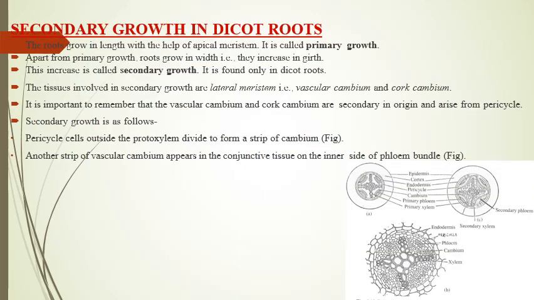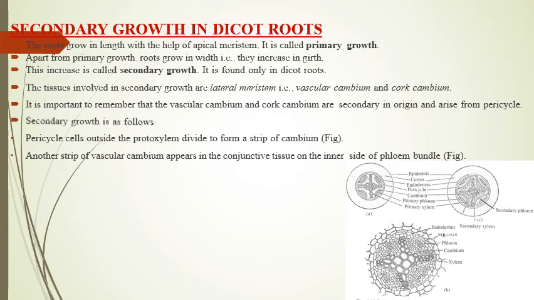Secondary growth in dicot. The roots grow in length with the help of apical meristem. It is called primary growth. Apart from primary growth, roots grow in width. They increase in girth. This increase is called secondary growth. It is found only in dicot roots. The tissues involved in secondary growth are lateral meristems: vascular cambium and cork cambium. It is important to remember that the vascular cambium and cork cambium are secondary in origin and arise from the pericycle.